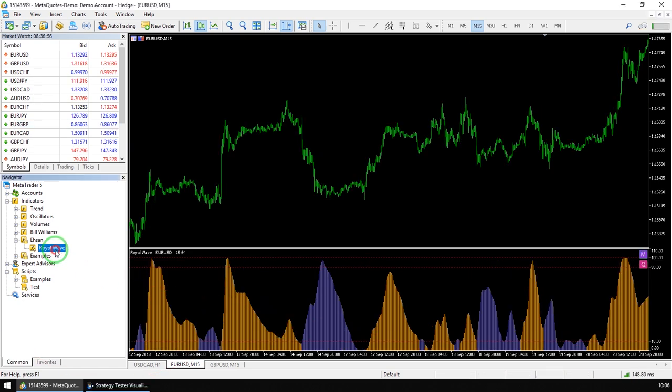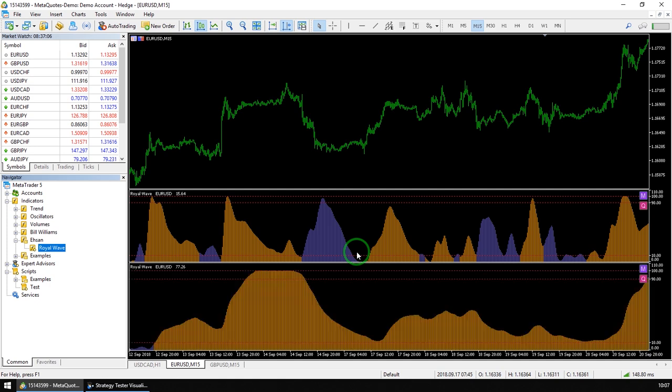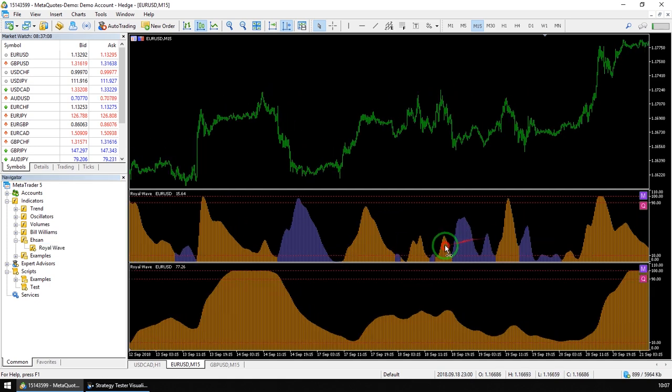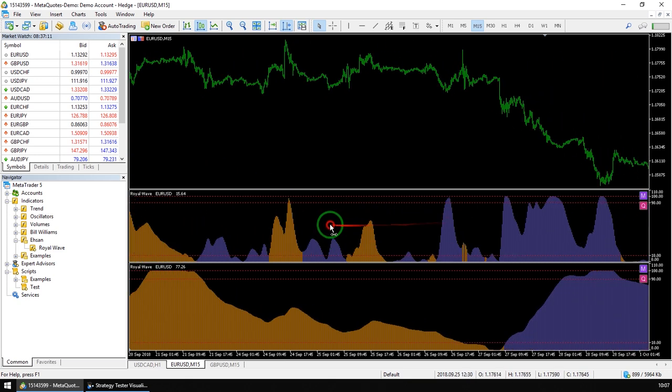To catch longer trends and for noise cancelling, increase alpha and beta input parameters. To get a global confirmation for the trend, you can add another Royal Wave with higher values of alpha and beta. Now you have both a local view and a global view of the trend, which make your strategy more reliable.